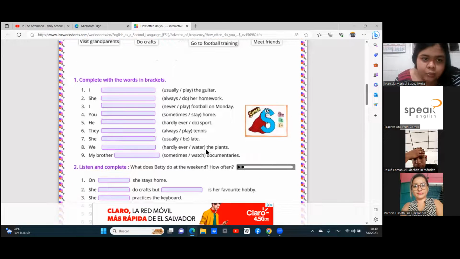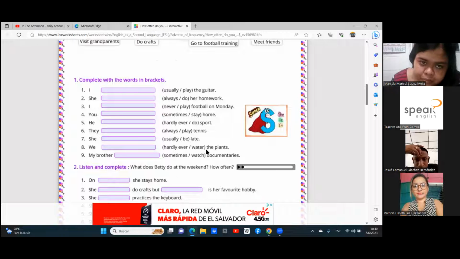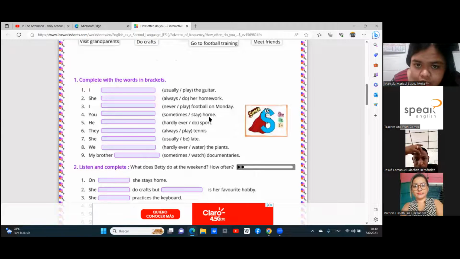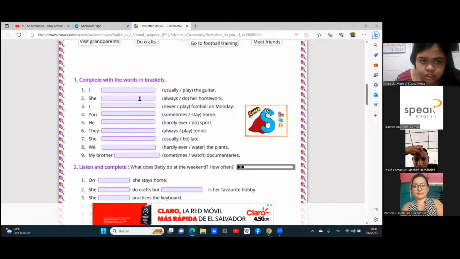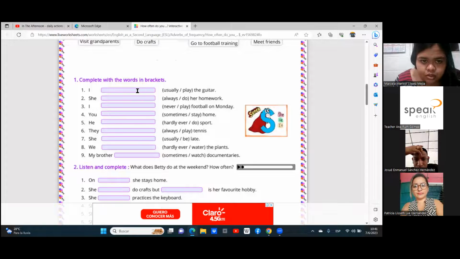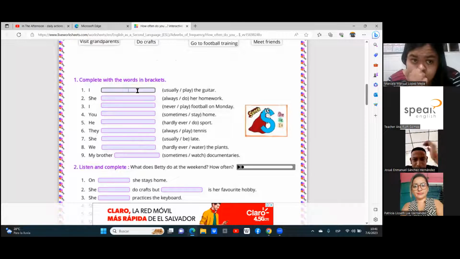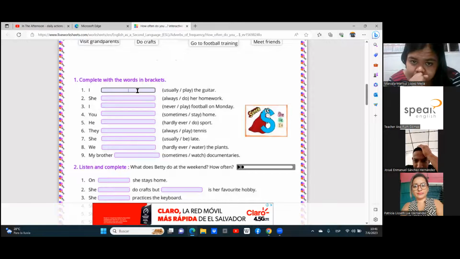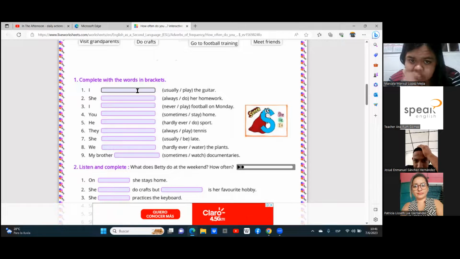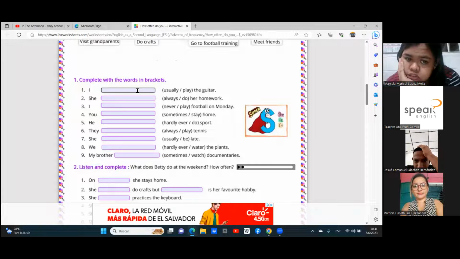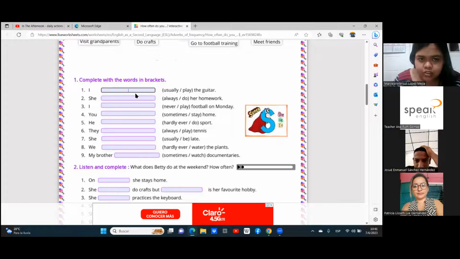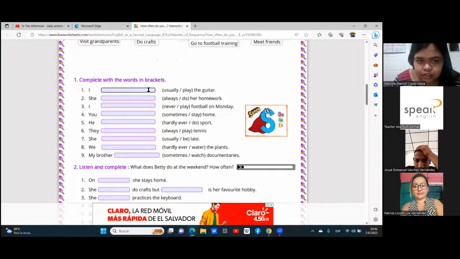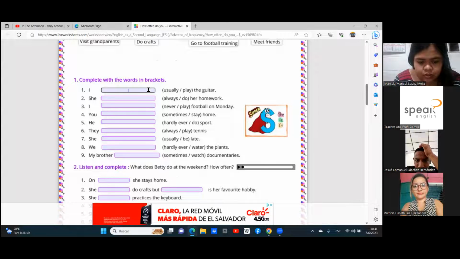Complete with the words in brackets. I usually play the guitar. Complételo. Ese no lo entiendo. All right. You can say, I usually play the guitar. Aquí lo tengo, the last sentence. Yes, I usually play the guitar. Type the sentence. I usually play the guitar.